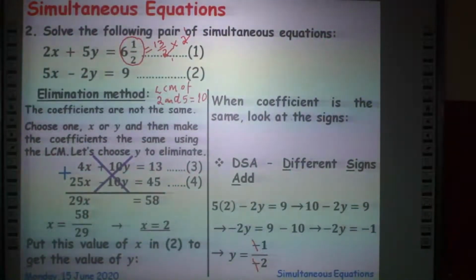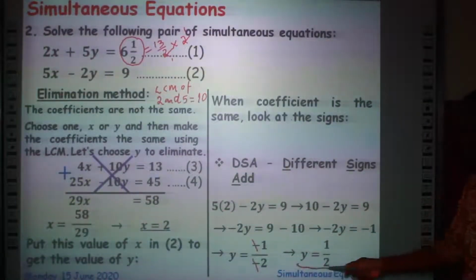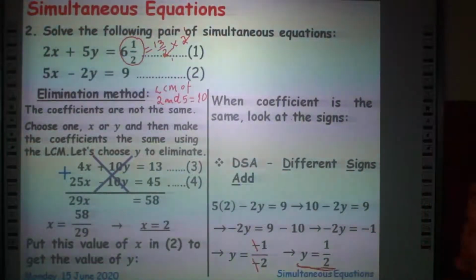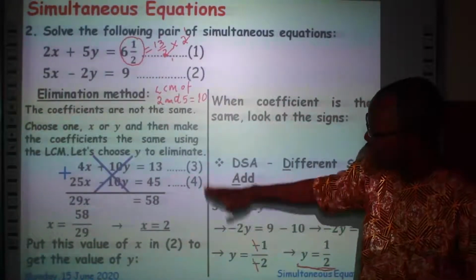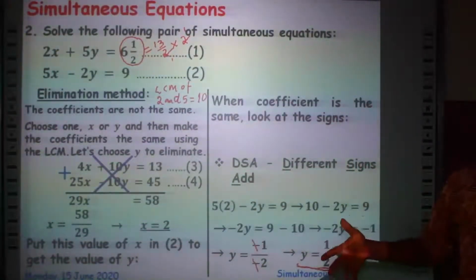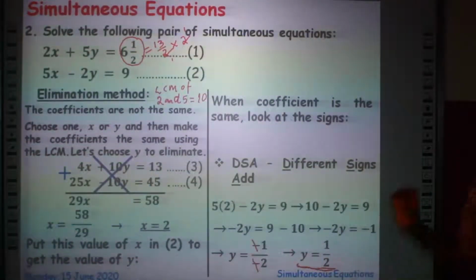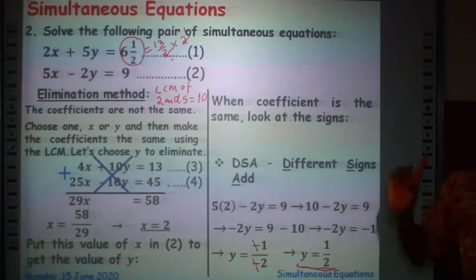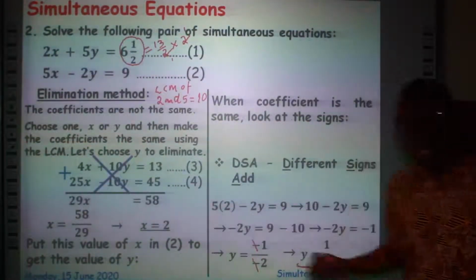And you will have as your final answer, y is equal to half. Okay? So, there's the value of x, there's the value of y. But then, because you're not asked anything else, you're just asked to solve the simultaneous equation. And when you solve the simultaneous equation, your solution will be the value of x and the corresponding value of y. But you see, it's important to always check to be sure that yes, indeed, these are the correct values.